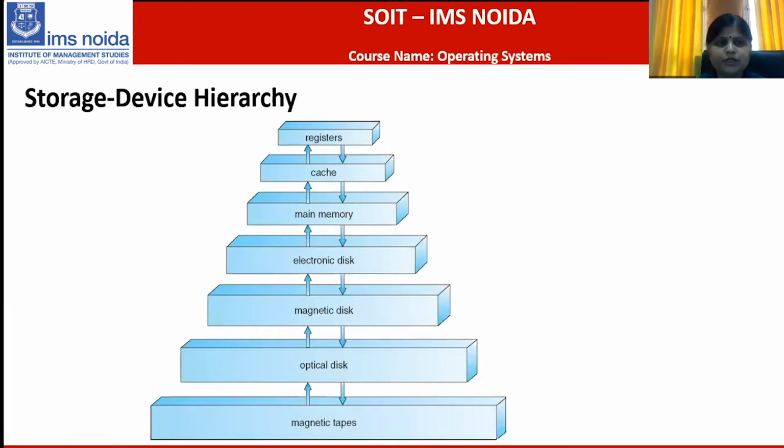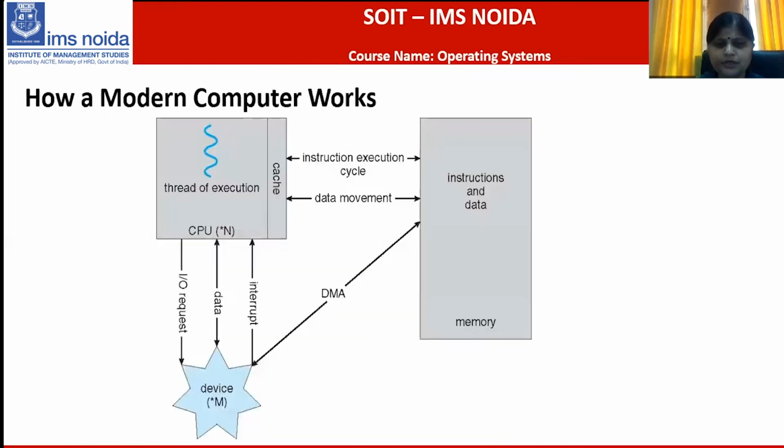This is the hierarchy of storage devices, where a register is a tiny device to store data. It is very fast access memory. After that, cache comes. Cache is connected with the CPU for fast access to data. Next is main memory. Main memory is generally used to schedule jobs which are ready to execute with the CPU. Then electronic disk, magnetic disk, optical disk, and magnetic tapes. All these, from the electronic disk to magnetic tapes, we can keep in secondary storage to save the data for a longer period of time.